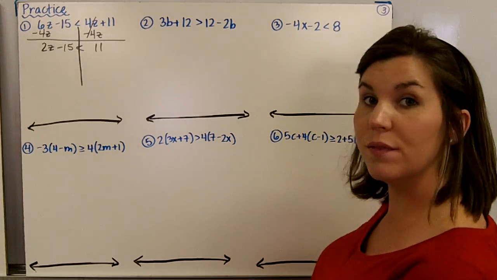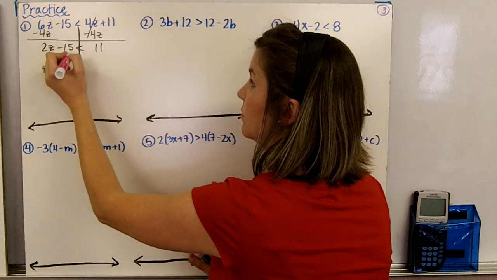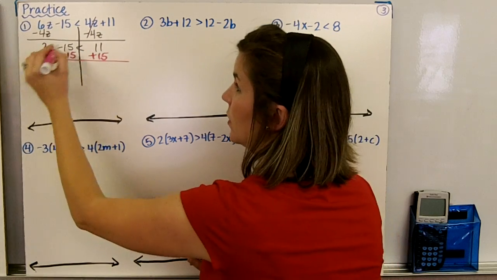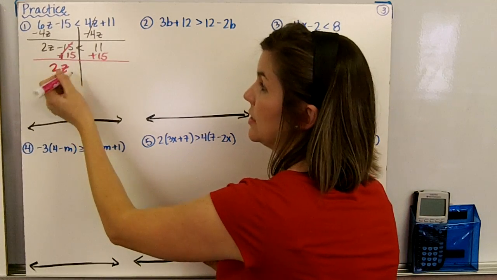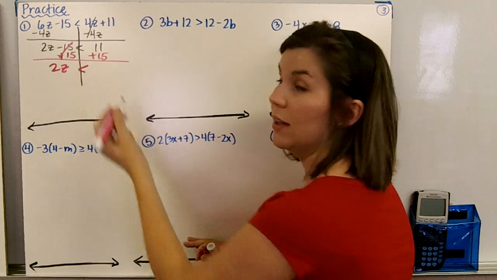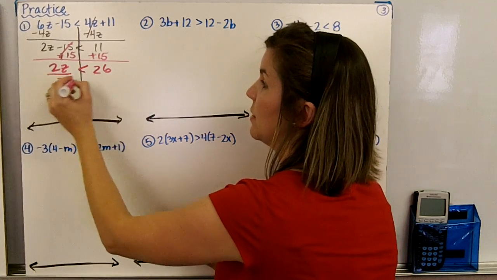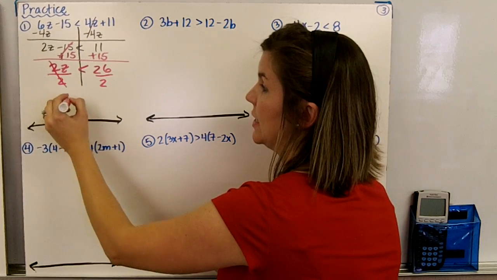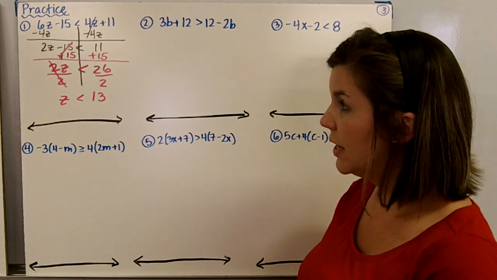I need to get rid of the minus 15, so I'm going to add 15 to both sides. These 15s cancel. 2z is less than 11 plus 15 is 26. Divide both sides by 2. The 2's cancel. And z is less than 13. 26 divided by 2 is 13.